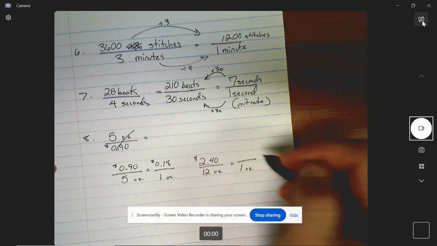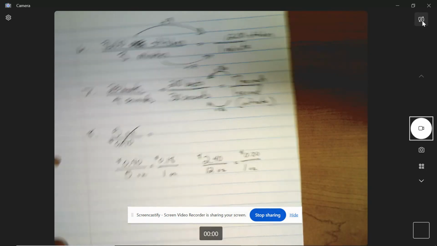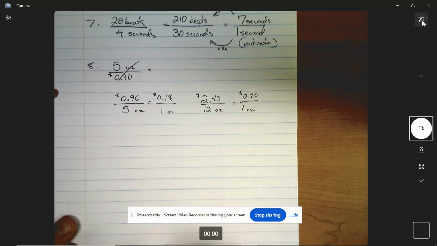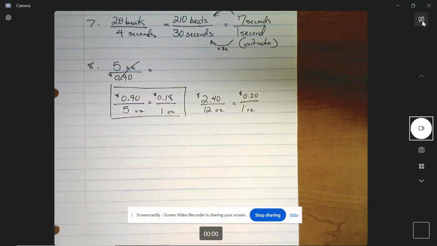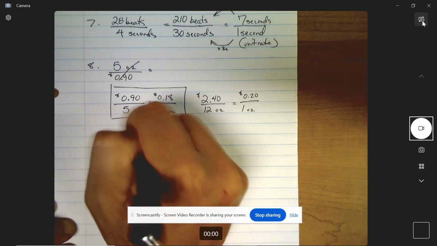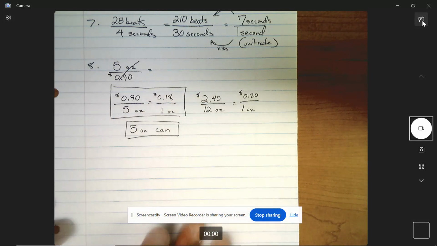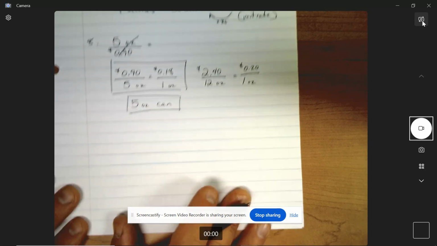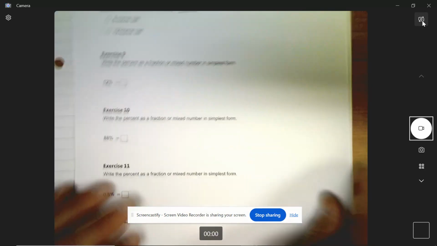What is it? 20? So which one is the better buy? Which one do you get more, or which one would be cheaper? I guess it would be the 5-ounce can. Not a lot, but it's enough. Number 9. Okay, oh, these are good.